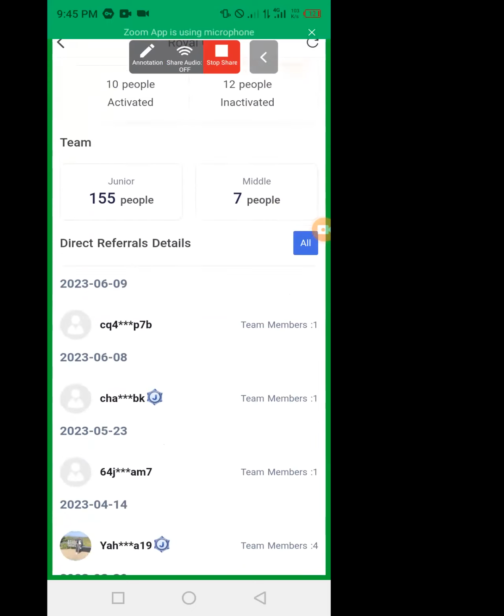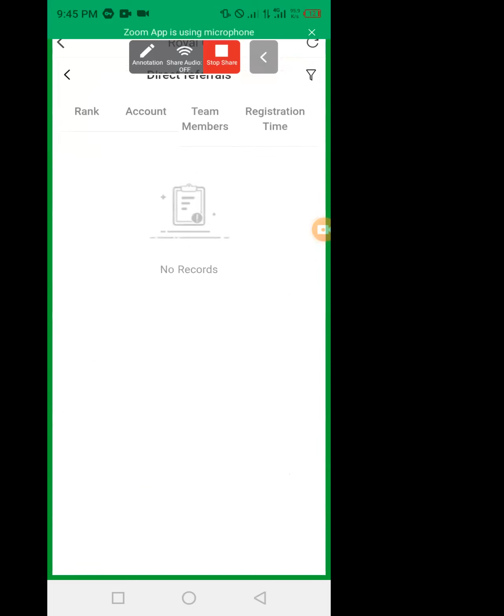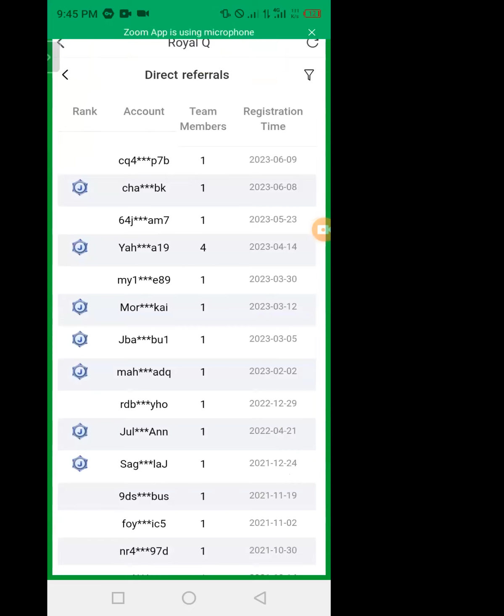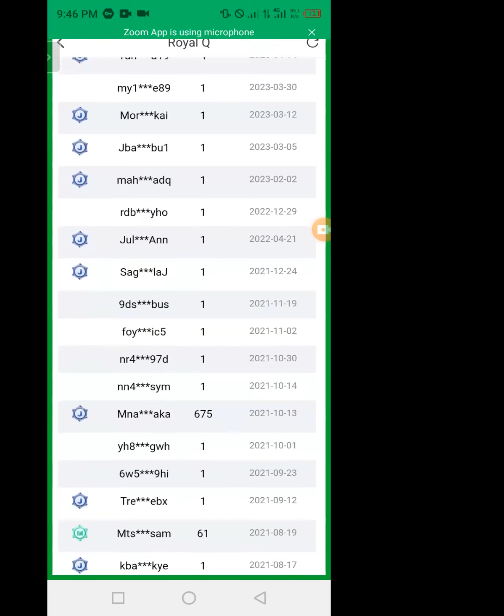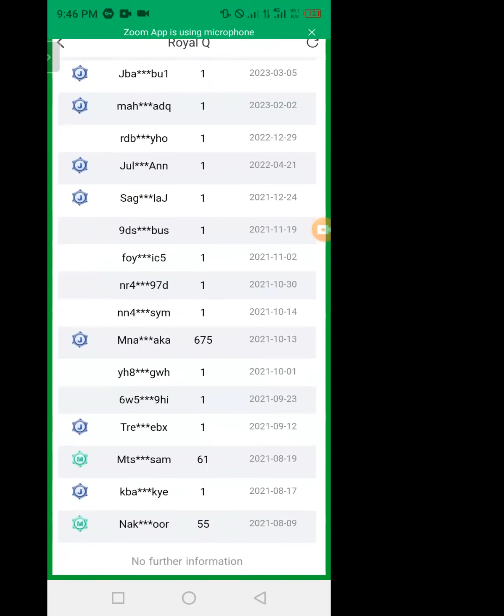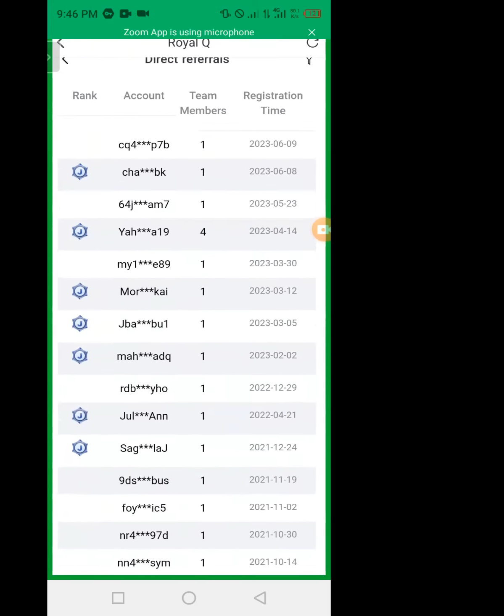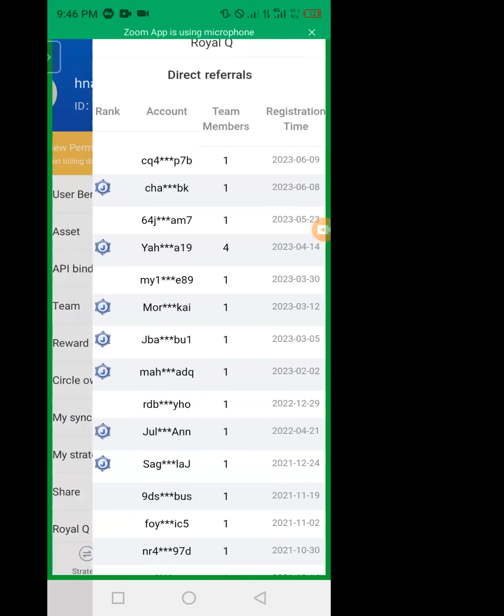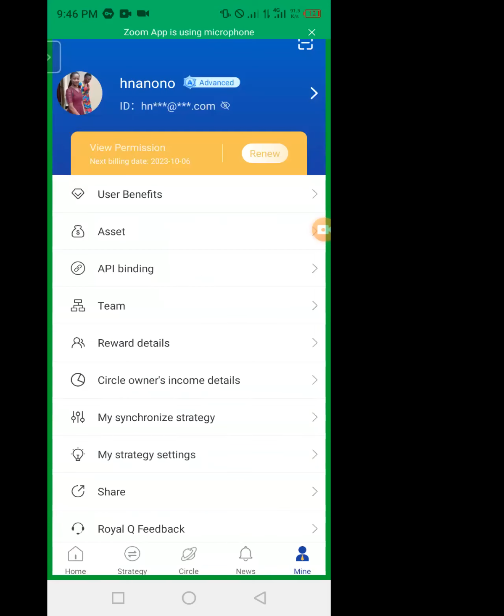If I want to see all of them, I can just click here, and then it shows me the rank, the team members they have, and when they registered. So you can see everything that is in this robot.